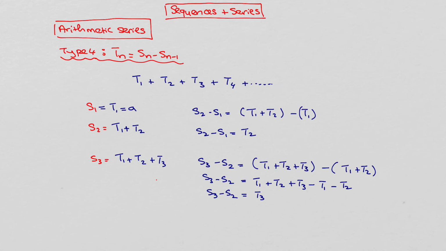So in general, what we say is that if I get the sum of any number of terms minus the sum of the previous number of terms, and I subtract them, then I will end up with T of n.